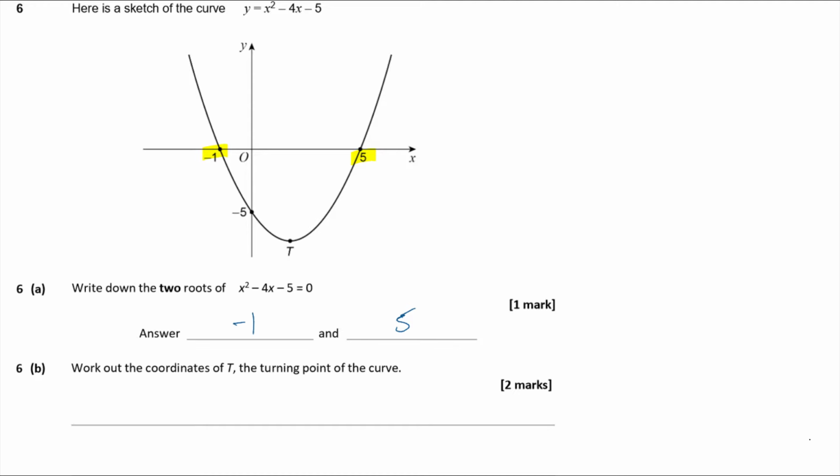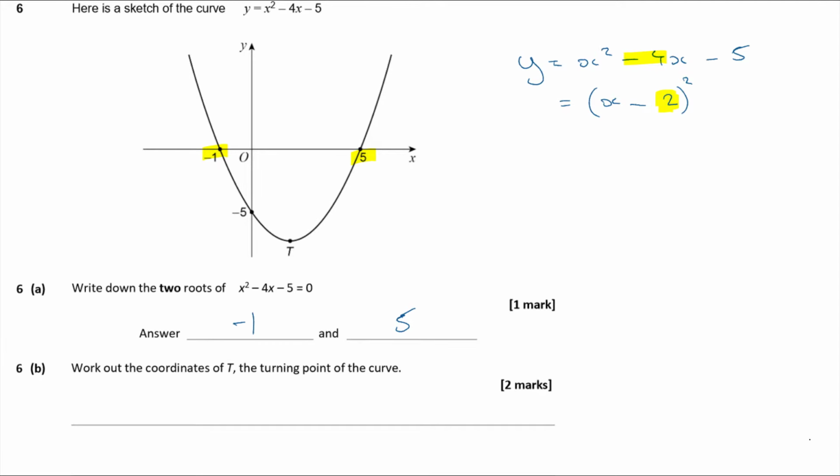Part B says work out the coordinates of T, the turning point of the curve. Okay, now to find the turning point we need to complete the square, don't we? So I'm starting with y equals x squared minus 4x minus 5, and I'm going to rewrite it in the form of x plus or minus something all squared plus or minus something on the end. Okay, now that number that goes here is always half of this one here, so we take that one and we halve it, and that's what goes inside the bracket. So I'm going to get x minus 2 all squared.